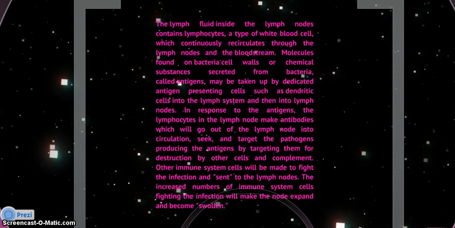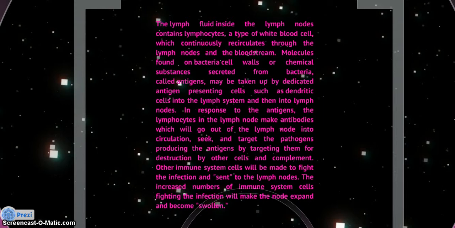Function. The lymph fluid inside the lymph nodes contains lymphocytes, a type of white blood cell which continuously recirculates through the lymph nodes and the bloodstream. Molecules found on bacterial cell walls or chemical substances secreted from bacteria, called antigens, may be taken up by dedicated antigen-presenting cells such as dendritic cells into the lymph system and then into lymph nodes.